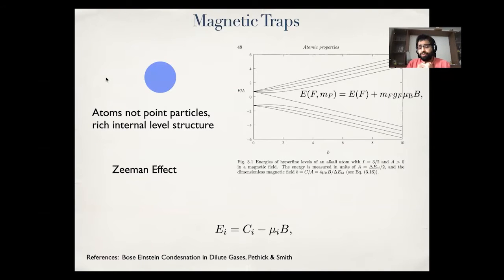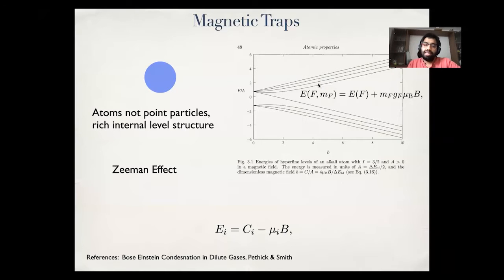Okay, so the 0th order way to trap atoms is by using magnetic fields. The fundamental principle behind it is the fact that atoms are not point particles, right? For example, if you take the electron in the outermost shell of a sodium atom, an alkali atom, or rubidium atom, this electron has a rich internal level structure with different orbitals and so on. Moreover, very interestingly, once you apply a magnetic field, these energy levels split, right?